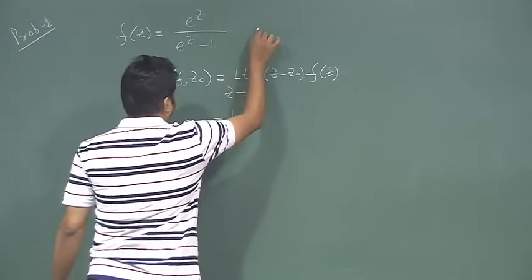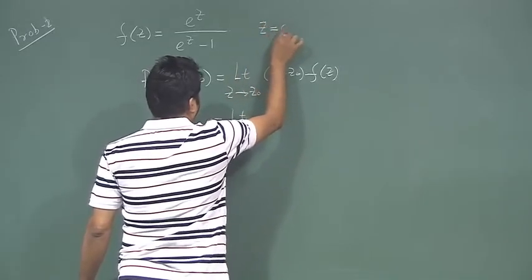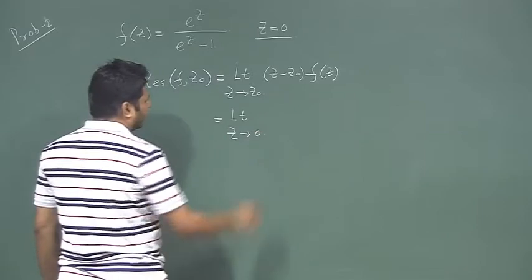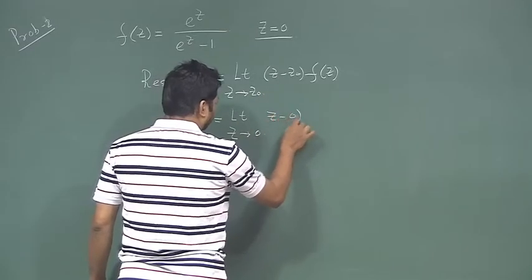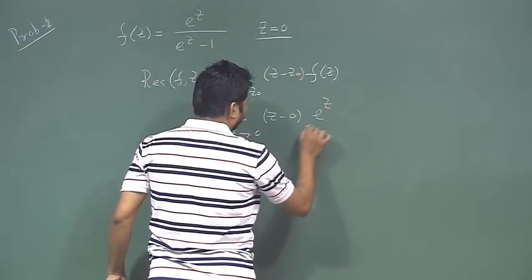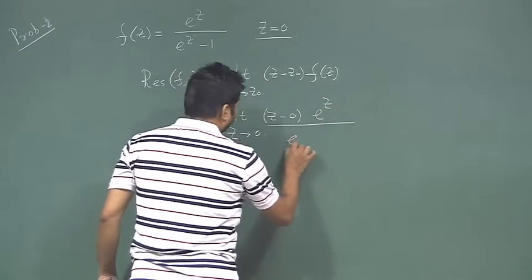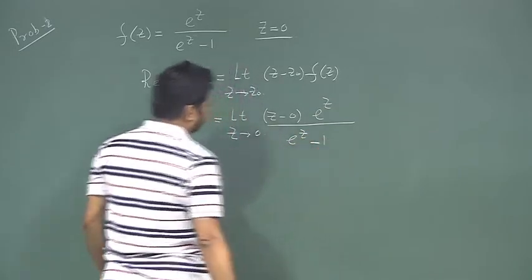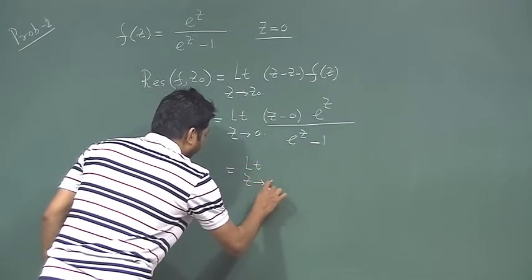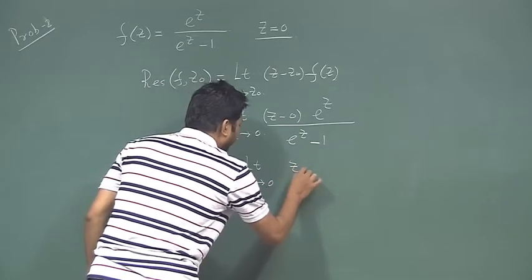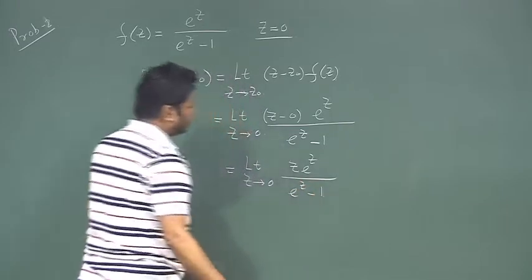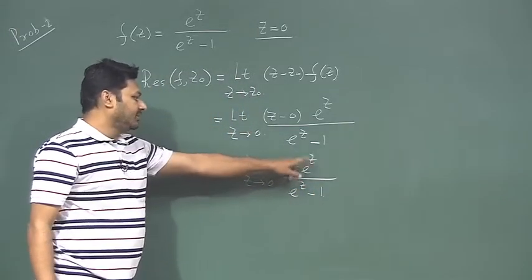Limit, the singular point is at z equal to 0. This is my singular point. So, limit z tends to 0. I multiply z minus 0 to the function, whatever the function is given to me, it is e to the power z divided by e to the power of z minus 1. Now, this limit I need to evaluate, that is all. So, eventually I have z e to the power of z divided by e to the power of z minus 1. Now, this is a 0 by 0 form. When z tends to 0, this term is going to vanish.